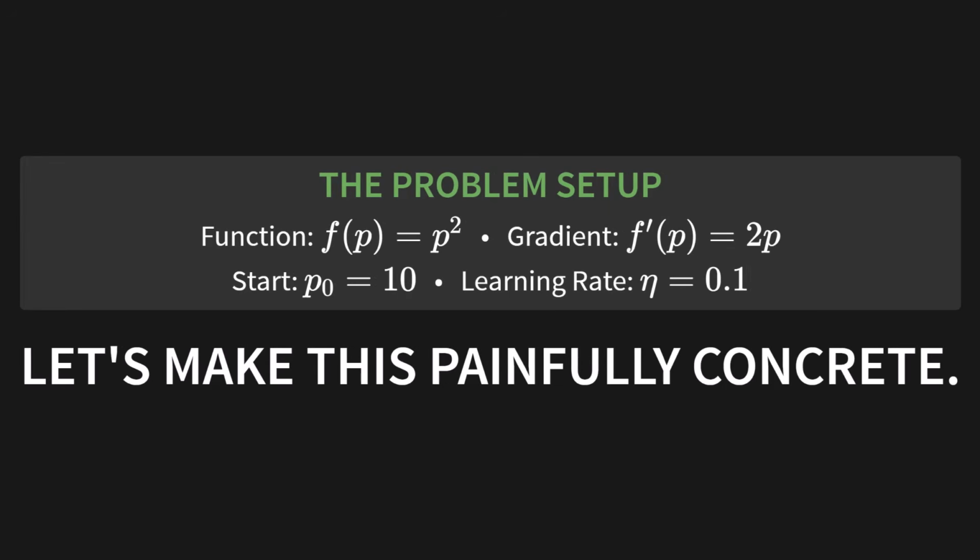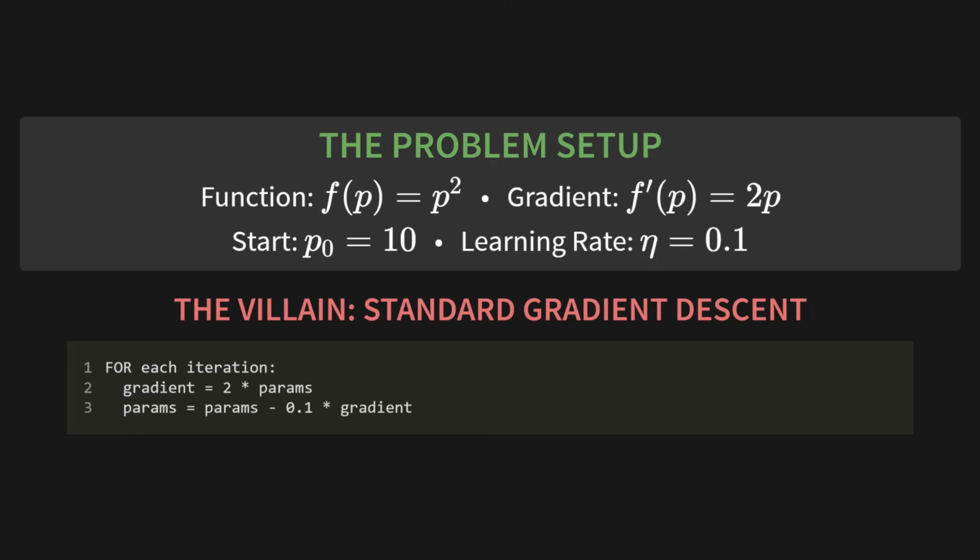Let's make this painfully concrete. Here's our problem setup. We'll use the function f of p equals p squared. The gradient is just f prime of p equals 2p. We'll start way up at p equals 10 with a learning rate of 0.1. And now let's introduce our villain, standard gradient descent. The algorithm is exactly what you'd expect. For each iteration, the gradient equals 2 times the parameters, and then the new parameters equal the old parameters minus 0.1 times that gradient. Now, watch what happens.